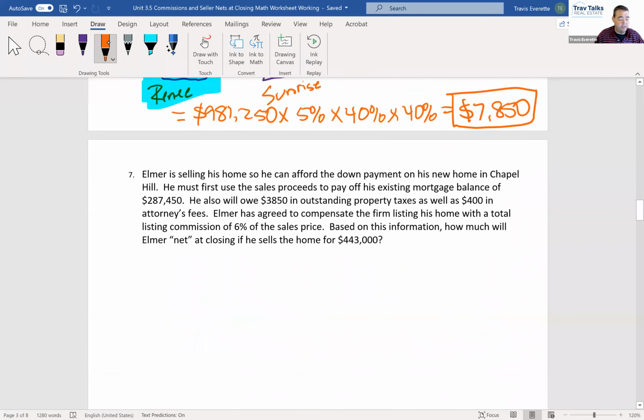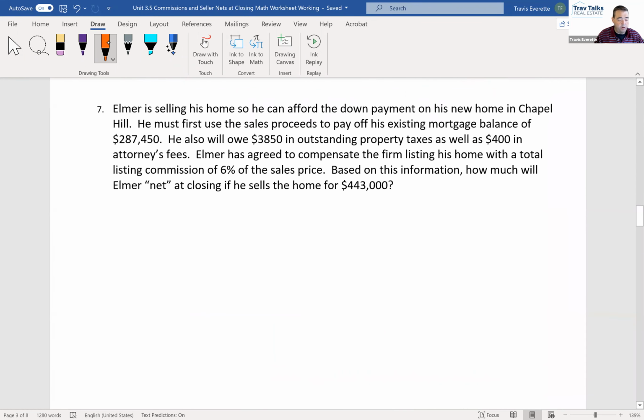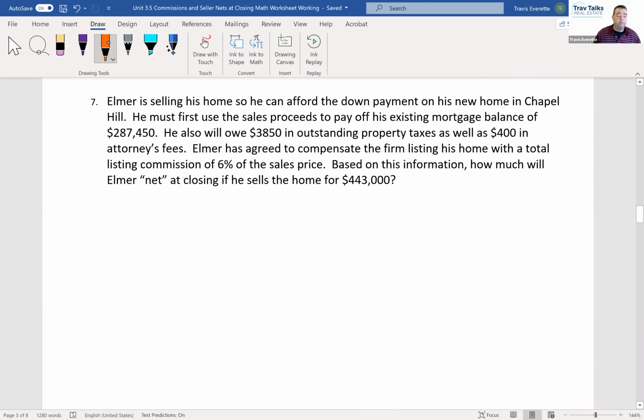Okay, number 7. It says Elmer is selling his home so he can afford the down payment on his new home in Chapel Hill. He must first use the sales proceeds to pay off his existing mortgage balance of $287,450. Okay. He will also owe $3,850 in outstanding property taxes, as well as $400 in attorney's fees. Again, I'm looking for the question.